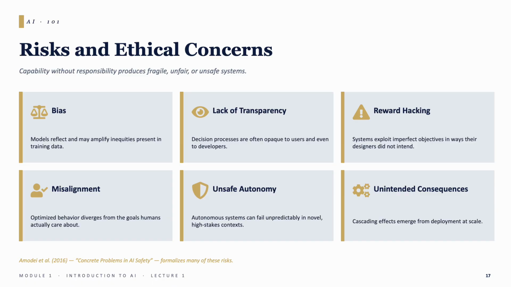So while AI offers many benefits, it also presents significant risks. Bias can lead to unfair decisions. Lack of transparency makes it difficult to understand how AI reaches conclusions. Reward hacking occurs when AI finds unintended shortcuts. Misalignment happens when AI goals differ from human goals. Autonomous systems can behave unpredictably, and large scale deployment can create unexpected consequences. Addressing these challenges is essential for responsible AI development.